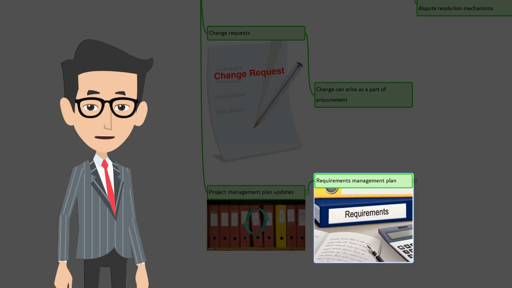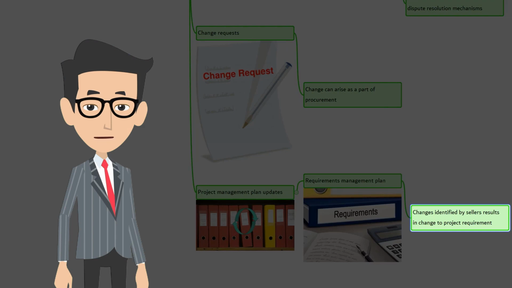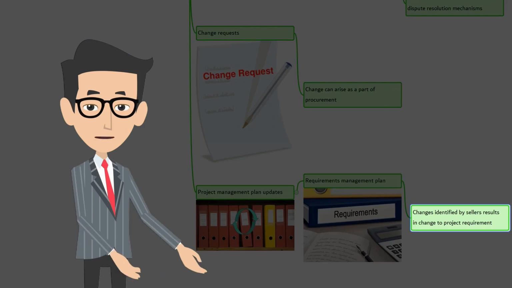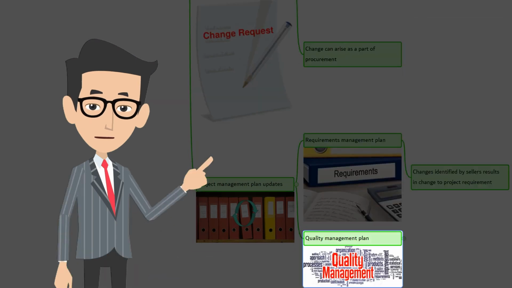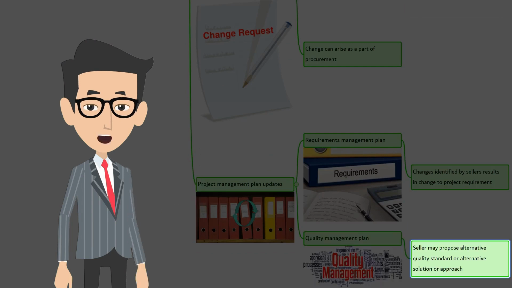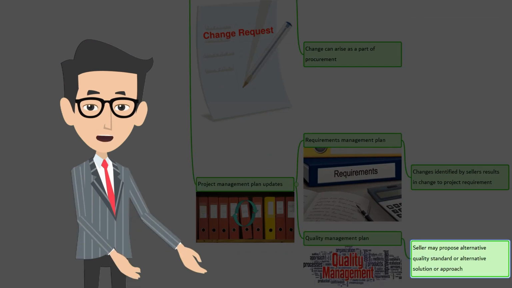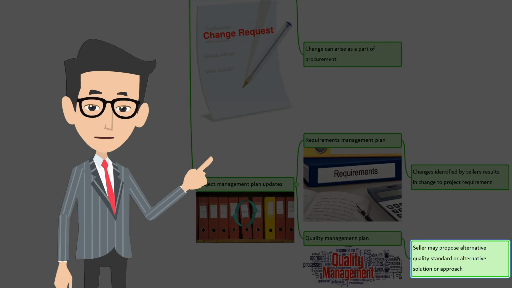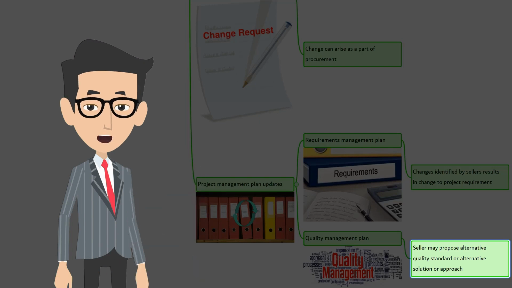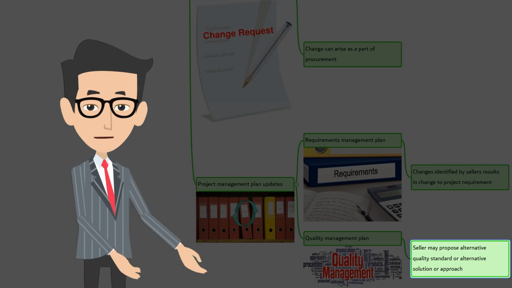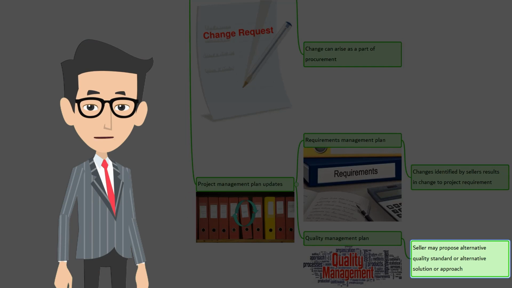Requirements management plan. There may be changes to project requirements due to change identified by sellers. Quality management plan. Sellers may offer alternative quality standards or alternative solutions that impact the quality approach defined in the quality management plan. In those cases, if the quality can be achieved without any compromise, then the quality management plan needs to be updated with the alternative solutions.